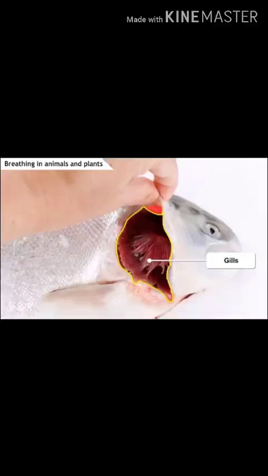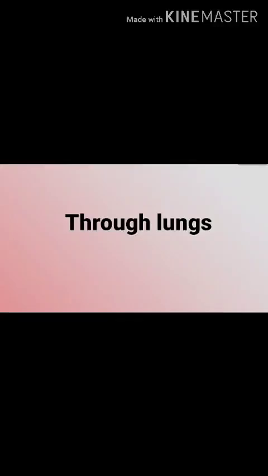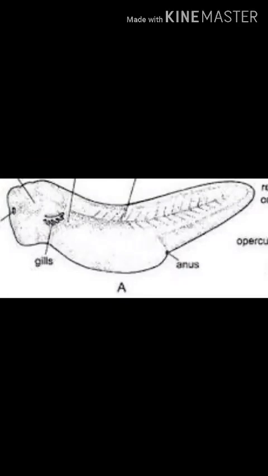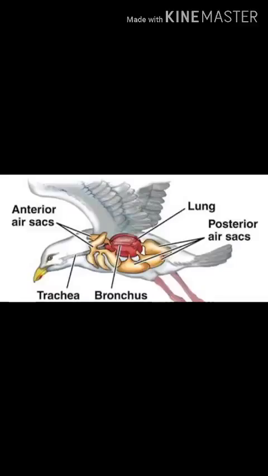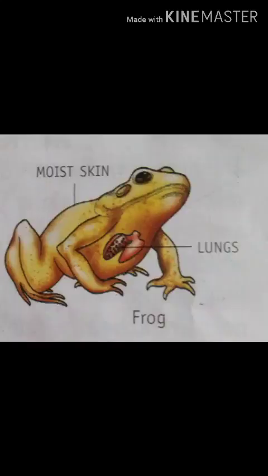And next is through lungs. Now, a tadpole has gills, but as it grows into a frog, it develops air bags called lungs for gaseous exchange. Though frogs have lungs, they can also breathe through their moist skin. Birds and mammals also have highly developed lungs where gaseous exchange takes place. A frog is called an amphibian because whenever it is on the land, it respires through its lungs, and when it goes in water, it uses its moist skin.